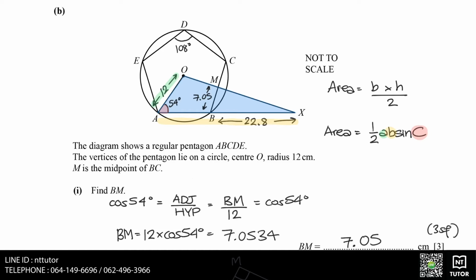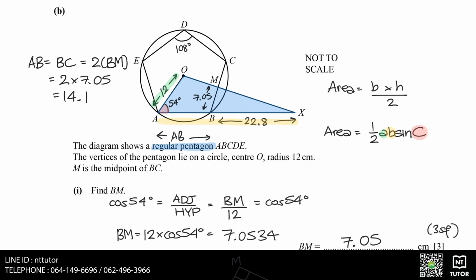So to use half AB sine C, we would need to find the value of AB first. Do we have the value of AB, or is there a way to calculate for AB? The question says that it's a regular pentagon, therefore BC is equal to AB. And BC is equal to 2 times BM because M was the midpoint of BC, and we already know the value of BM. So we can find AB by doing 2 times 7.05, which was the value of BM.